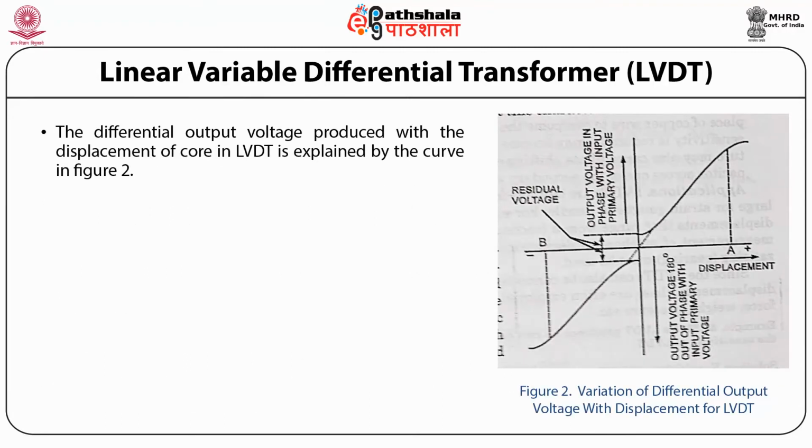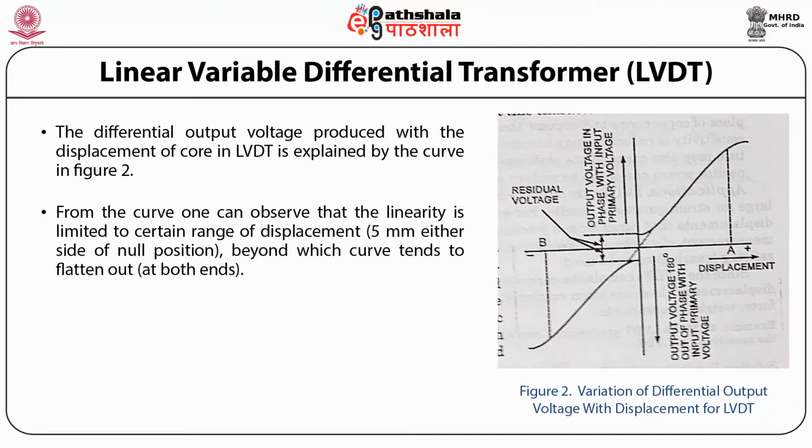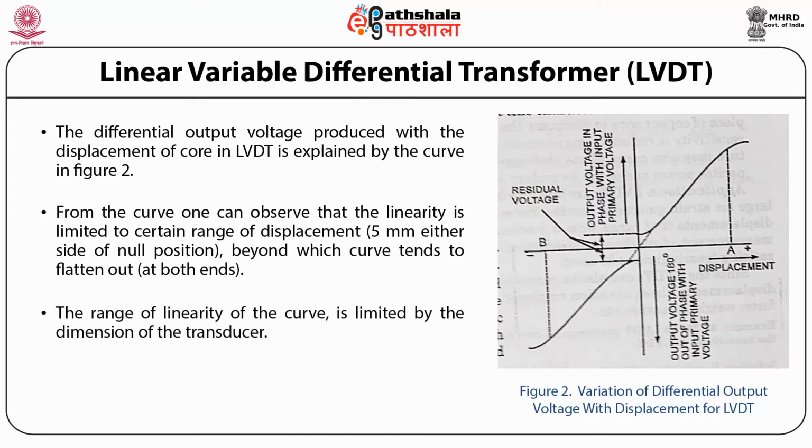The differential output voltage produced with the displacement of the core in LVDT is explained by the curve in figure 2. From the curve, one can observe that the linearity is limited to a certain range of displacement, that is 5 mm on either side of the null position, beyond which the curve tends to flatten out at both ends. The range of linearity of the curve is limited by the dimension of the transducer.